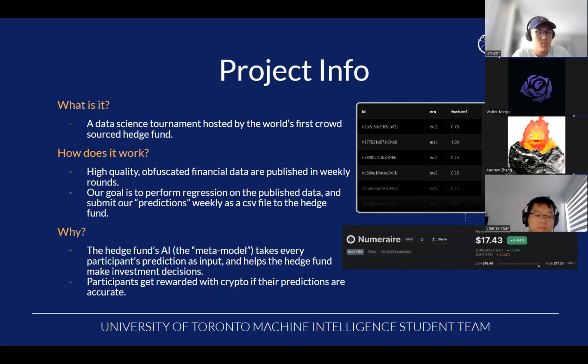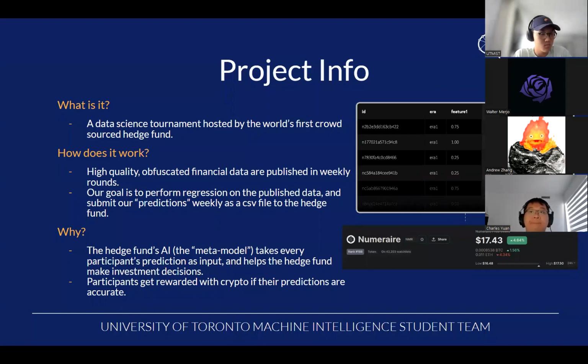Our goal is to perform regression on the published data in weekly rounds and submit our predictions weekly as a CSV file to the hedge fund. So essentially, we're working for the world's first crowdsourced hedge fund. If you're looking for a career as a quant or in the finance sector, I guess this project is really the project for you.